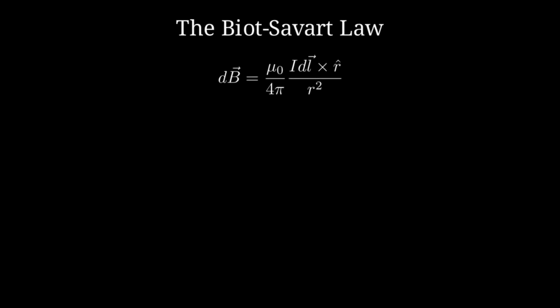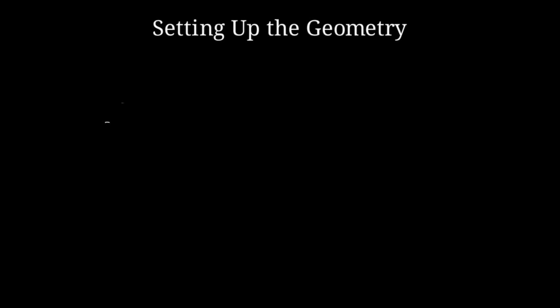This law allows us to calculate the infinitesimal magnetic field contribution, dB, from a tiny segment of the wire, dl, at a specific observation point in space. Let's define our geometry. We have a circular loop of radius r.